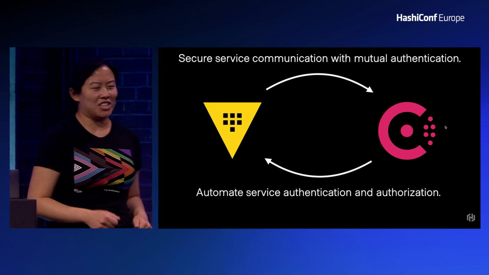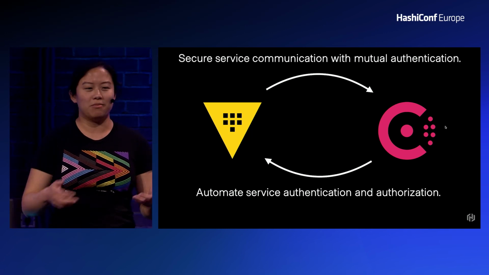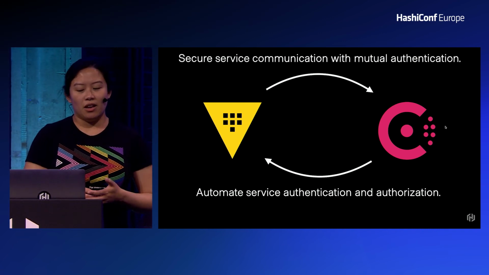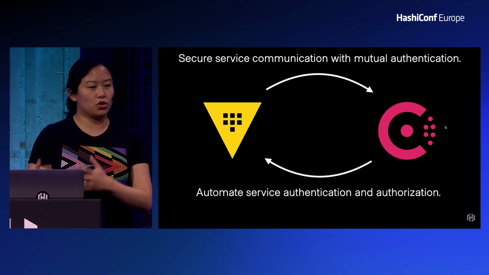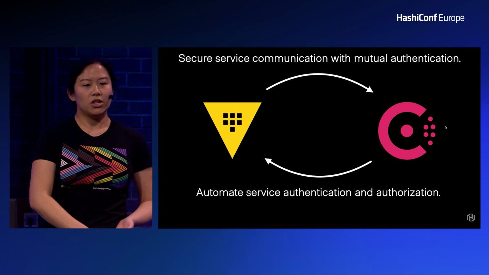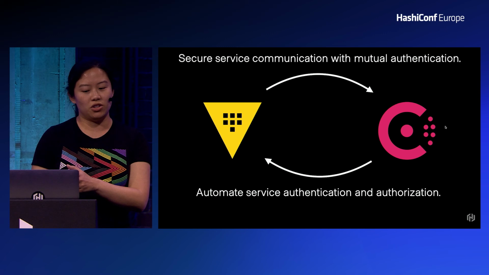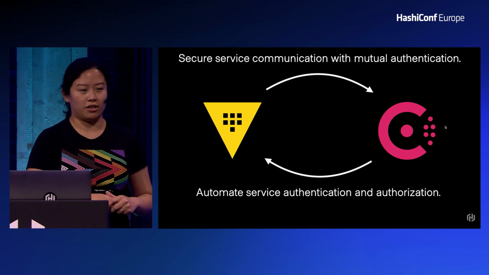Let's go the reverse direction, because why not? The relationship is symbiotic. It's mutual, remember? We're talking about mutual authentication. I figured it was appropriate to go the other direction, too. We're going to think about how you use Consul as a service mesh and a source of truth for your services to automate service authentication and authorization. So if you have a source of truth, and that source of truth is accounting for change, you can then automate any changes to your service authentication and authorization.